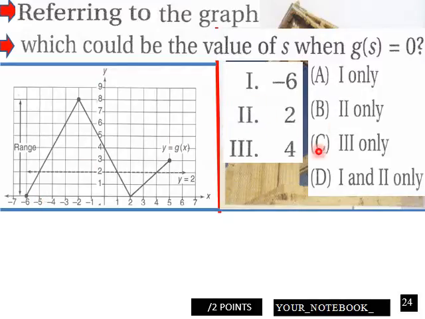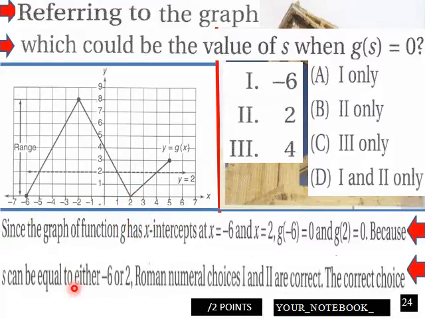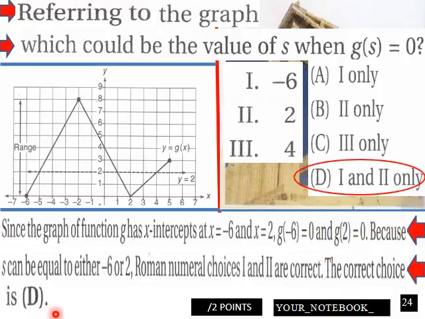The choices are: 1 only, 2 only, 3 only, 1 and 2 only. Since the graph of function g has x-intercepts at x equals negative 6 and 2, g of negative 6 and g of 2 equal 0. Because s can be equal to either negative 6 or 2, Roman numeral choices 1 and 2 are correct. The correct choice would be D in this case.